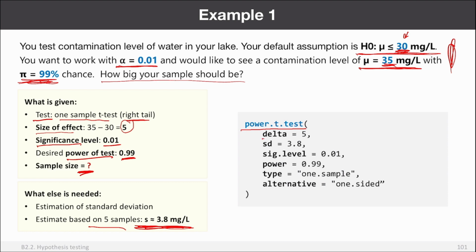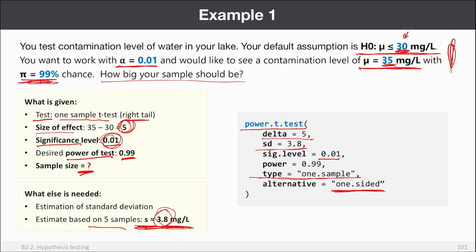Look, delta is the size of effect. SD is the standard deviation I estimated. Significance level is alpha. Then the type of test: it's a one sample test. In the next learning sequence, we will also learn the 2 sample t-test. And then for alternative, you shouldn't specify whether it is greater or less, you just say that it's one-sided. That's enough because we are working with positive delta always.